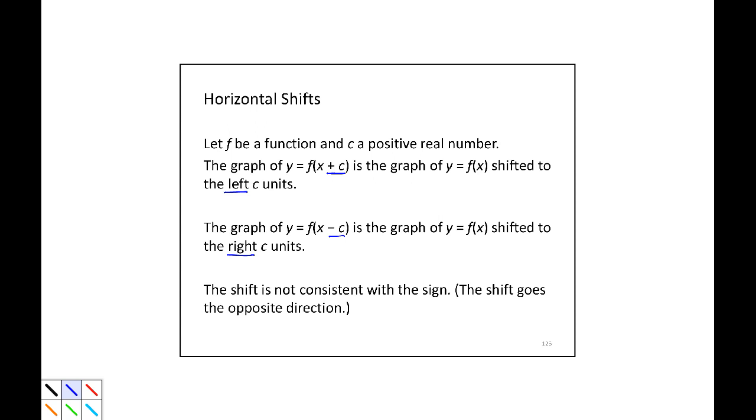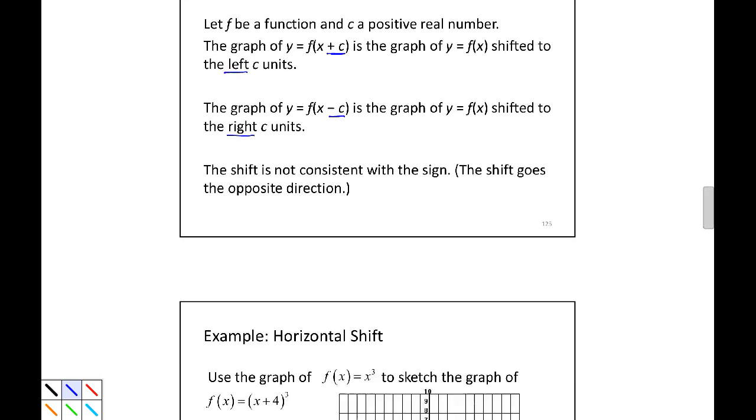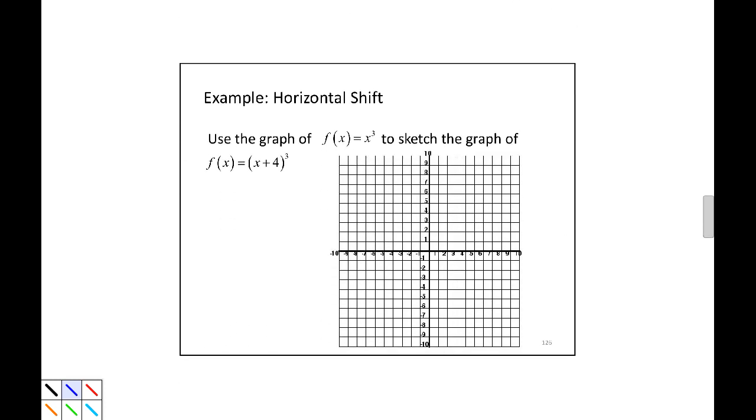The shift is not consistent with the sign. The shift goes in the opposite direction is what that means. So if we have a positive value where we are changing our inputs, then this is shifting us to the left. If we are subtracting a value, then we are shifting to the right, which is not what you usually think. Now let's use this fact to move on and attempt to graph this function.